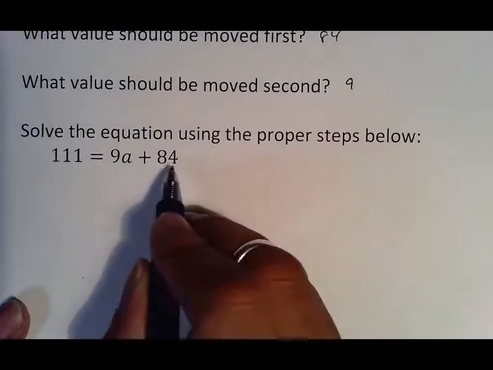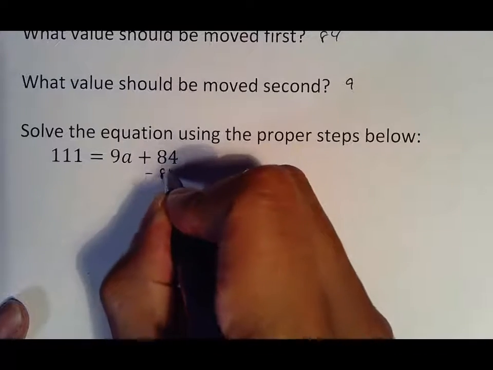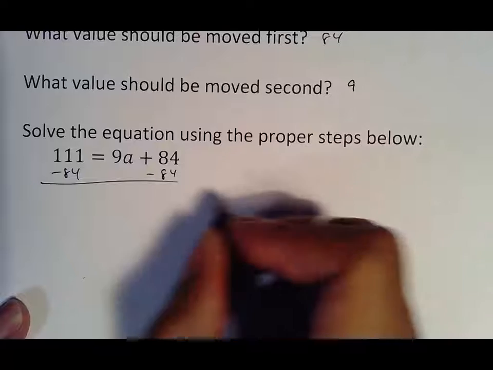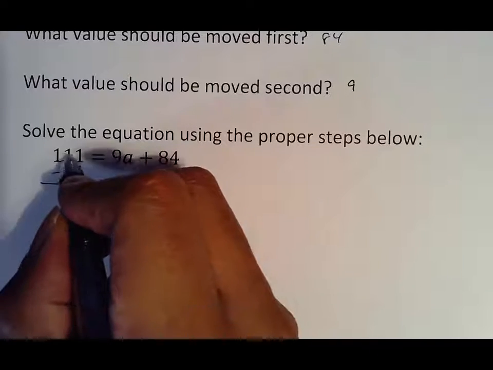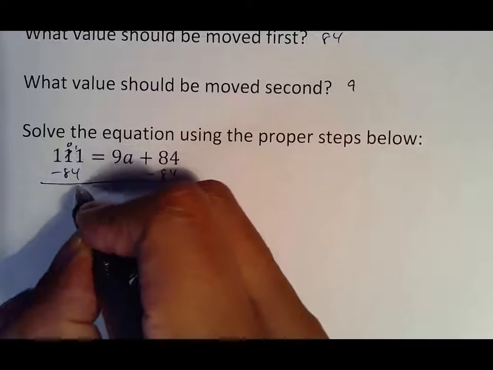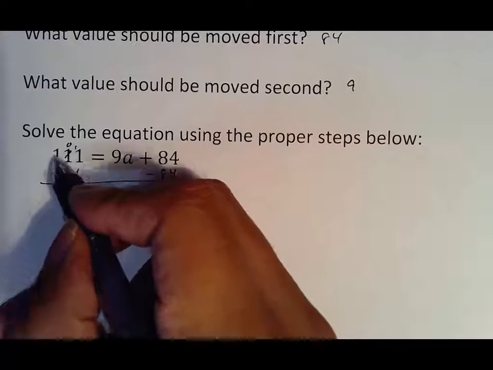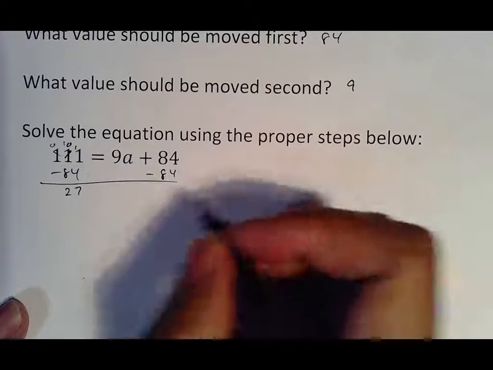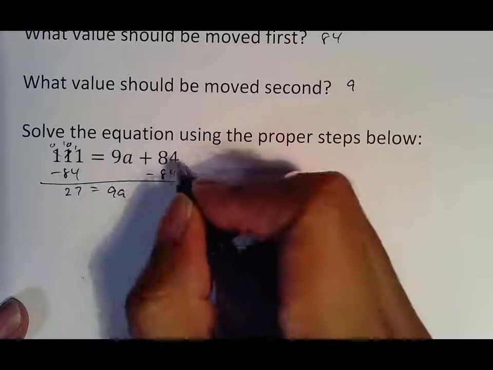So how do I move the 84? If it's plus 84, I will do minus 84 here and minus 84 there. You will then do, can't do 1 minus 4, so borrow from here. That's 11. 11 minus 4 is 7. Can't do 0 minus 8, borrow and change. That would be 10 minus 8, which is 2, so 27. 9a comes down. 84 is gone.